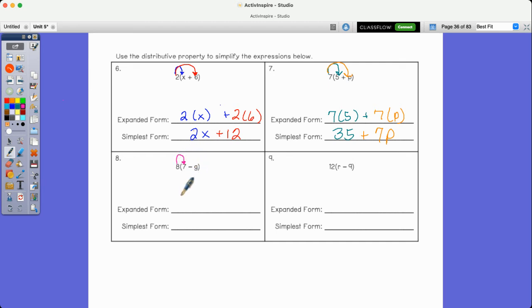Distribute here. I get 8 times 7, which is 56. And then I get 8 times negative g, which is negative 8 times g, which is negative 8g. I get 12 times r, or 12r, and 12 times negative q, which is negative 12q here.